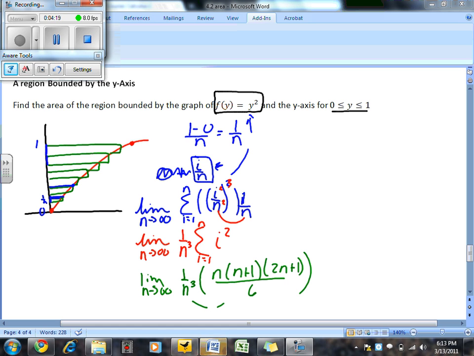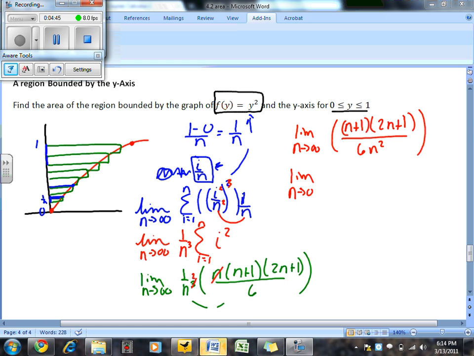So actually, before we bring that through, we can cross one of these n's out. This could be squared, and this guy can go away. So we're just going to have the limit as n approaches infinity of n plus 1 times 2n plus 1 all over 6n squared. Then all we need to do is FOIL. And so let's have the limit as n approaches infinity, and let's FOIL that thing out. When we FOIL that out, we're going to get 2n squared plus 3n plus 1 all over 6n squared.